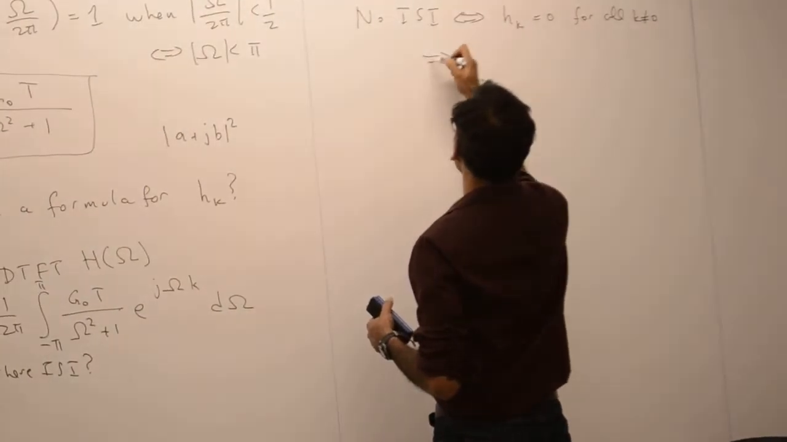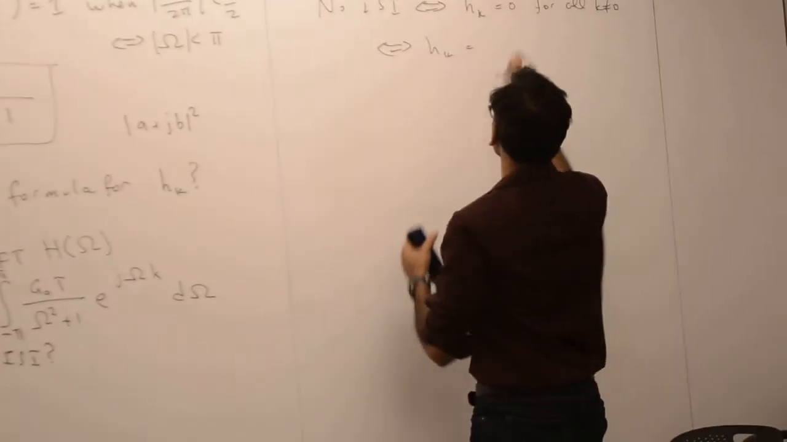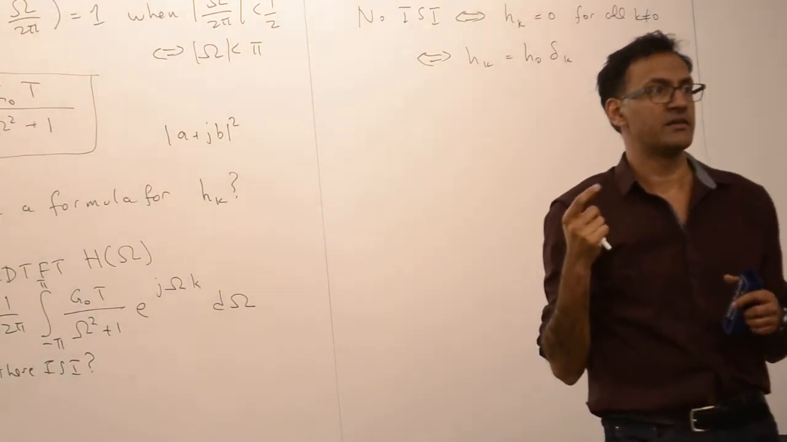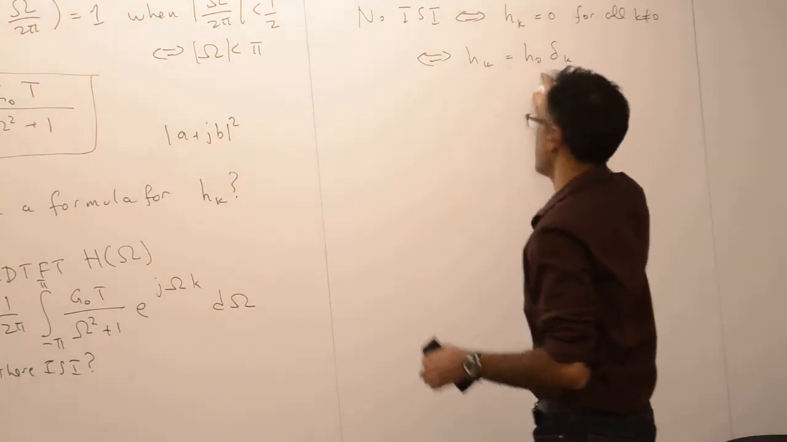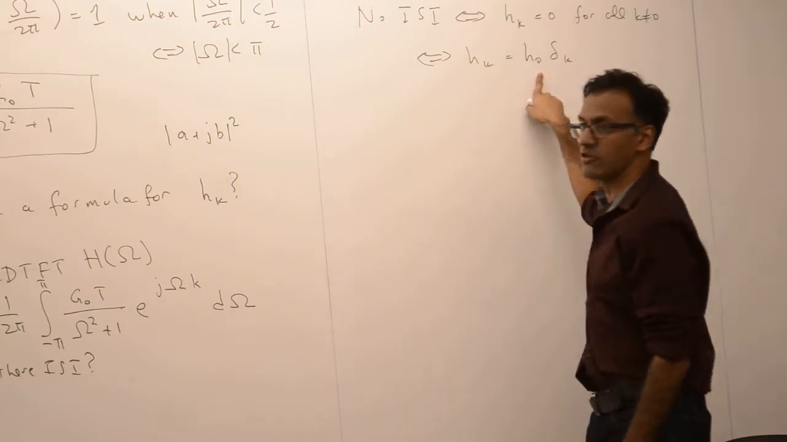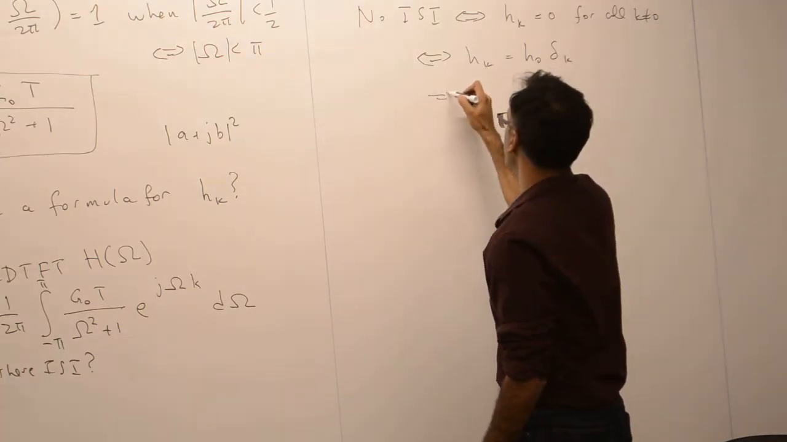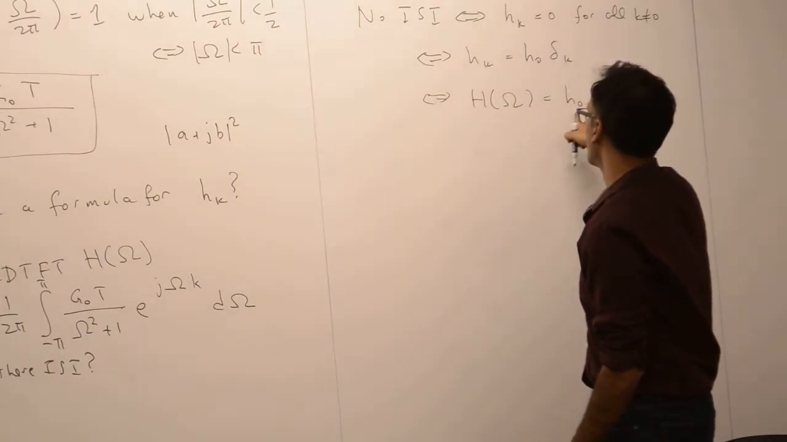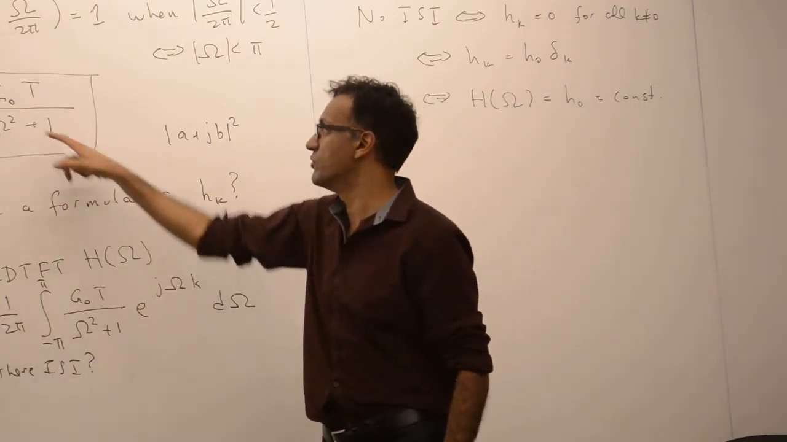In other words, h_k is equal to some constant, h_0, times delta_k, because it only has a value at 0. But then if that's the case, what is H of omega? That would imply H of omega would be h_0, a constant. So it has to be constant. But in this case, H of omega is not constant with omega.